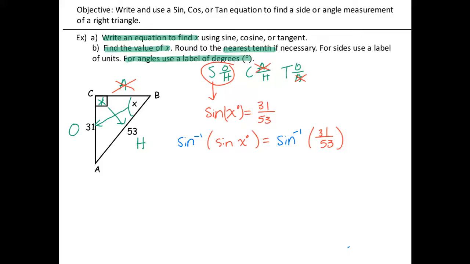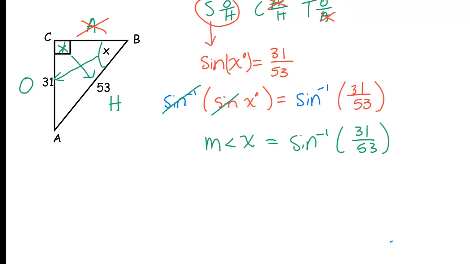Okay. And what that does is the sine inverse and the sine cancel. And we're going to be left with the measure of angle x is going to equal sine inverse of 31 over 53. Okay. And then from here, you plug it into the calculator. So I'll write it out so you know what to do. You might want to jot this down also, so later when you're reviewing or doing homework or something, you know how to plug it in the calculator, okay?